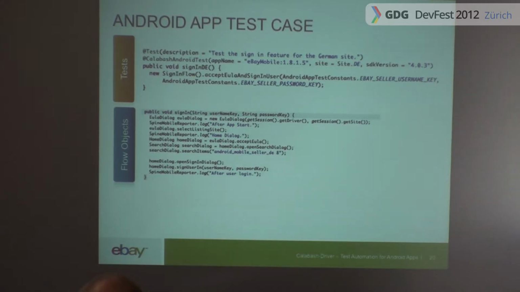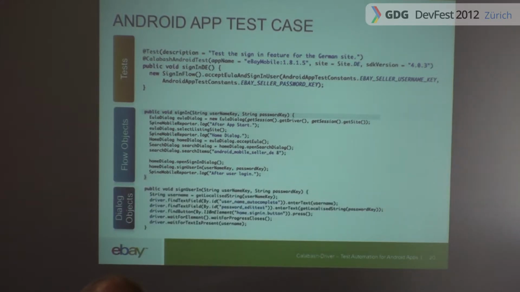And it also means that all the specifics, for example how to log in a user, are encapsulated in this dialog object in this method. For example, the native ID to interact with the text field is, in this case, username autocomplete, and this name you will find only in one place in the whole code base, and that helps us to manage the complexity and makes it maintainable.